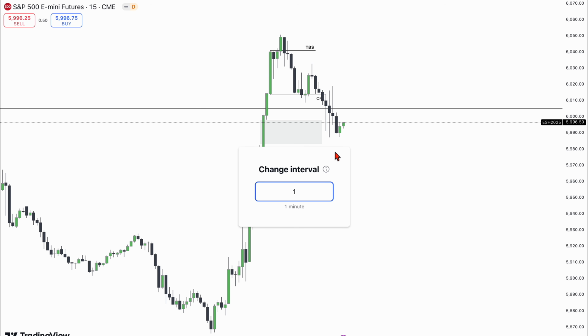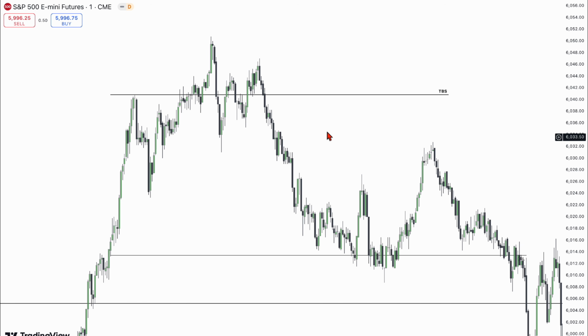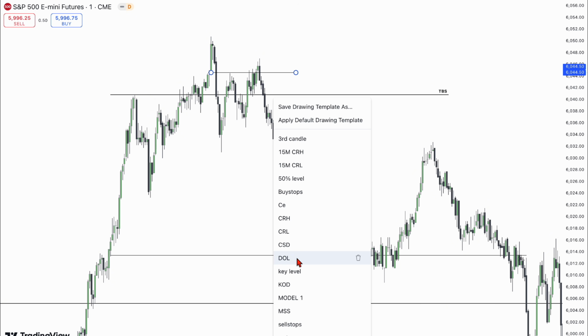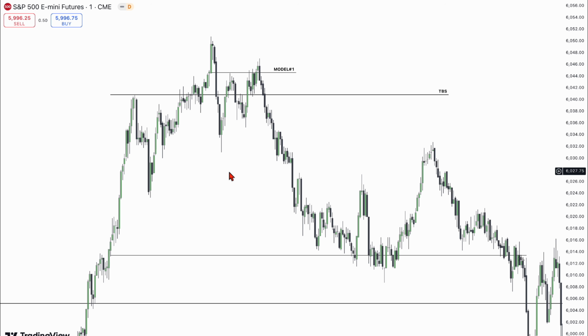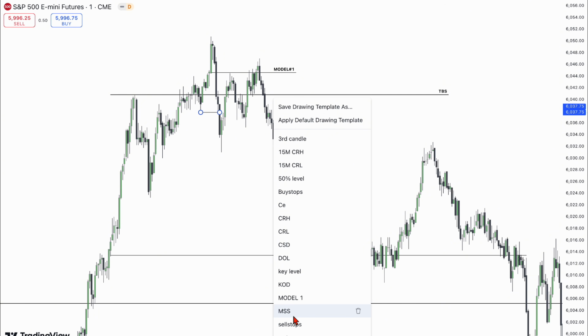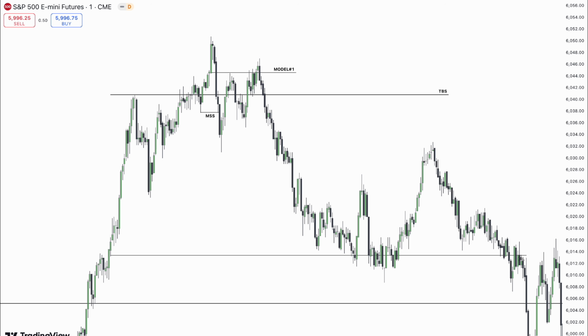Now let's switch to the 1-minute chart to confirm the entry. Alright, we are on the 1-minute chart now. Here, you can see that after sweeping the 15-minute CRT high, the price closed below this last thick up-close candle. This confirms the change in the state of delivery, CSD, which is our entry model number 1. Additionally, the price has also created a market structure shift, MSS. For those following the ICT 2022 model, they can take an entry from the fair value gap after the market structure shift.